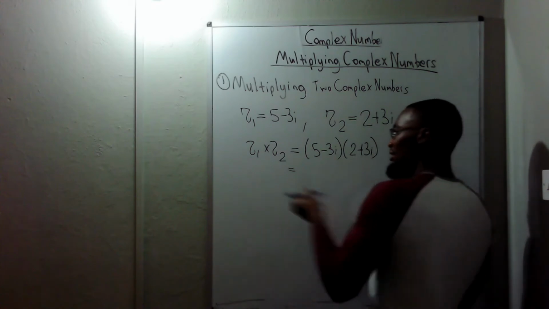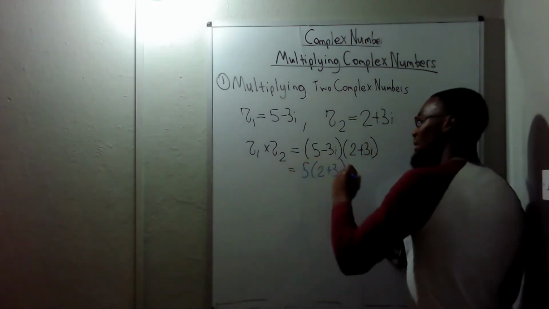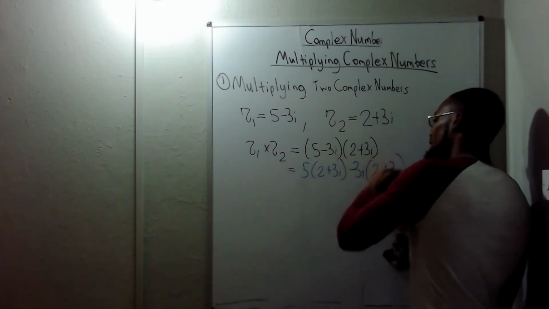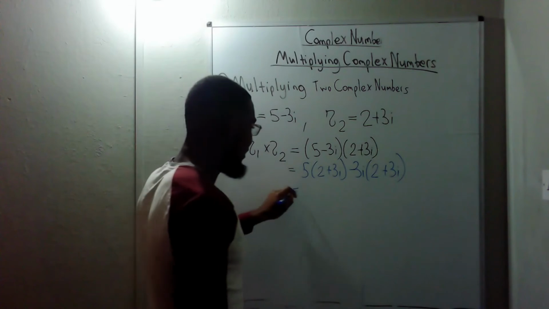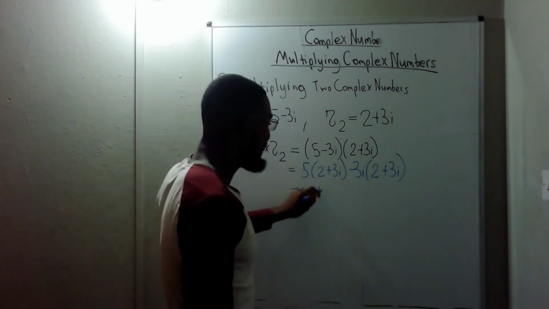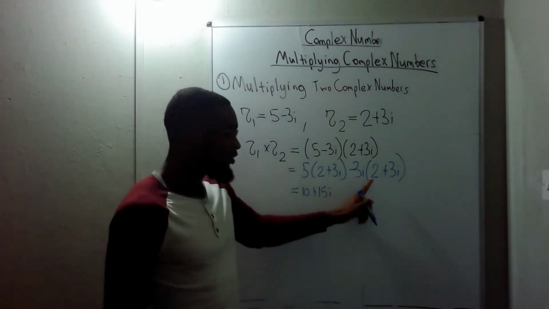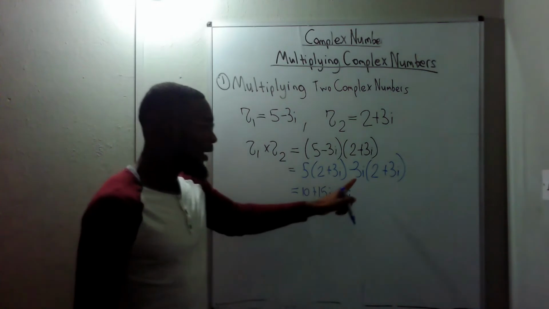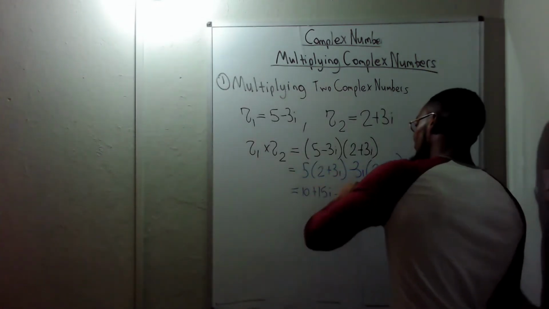5 times 2 plus 3i. Then this is a minus 3i in bracket 2 plus 3i. So we go ahead and multiply then. 5 times 2 is 10. So that's 10 plus 5 times 3 is 15i. Minus 3i times 2, that's minus 6i. And then minus 3i times minus 3i, that's minus 9.